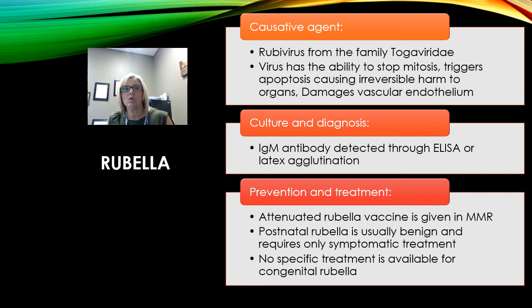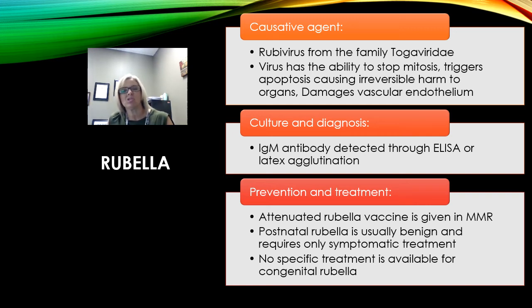So to culture this, this mimics many other diseases, so this isn't going to be diagnosed just based on clinical grounds, okay? So you can use an IgM antibody test through ELISA or some latex agglutination tests. Prevention is treatment, MMR at 12 to 15 months, and then a booster at 4 to 6 years old, okay?